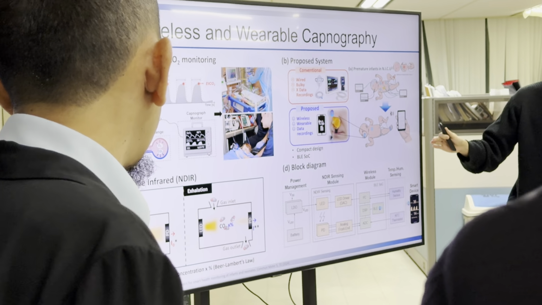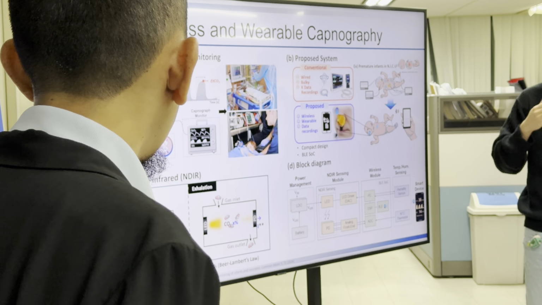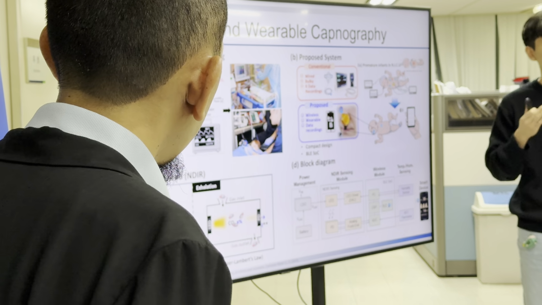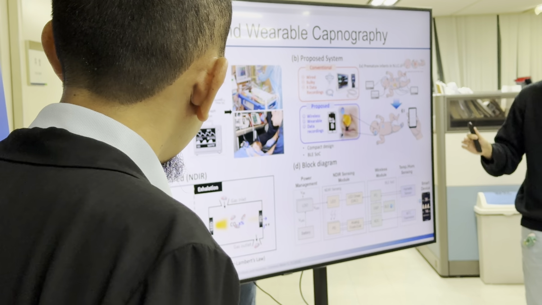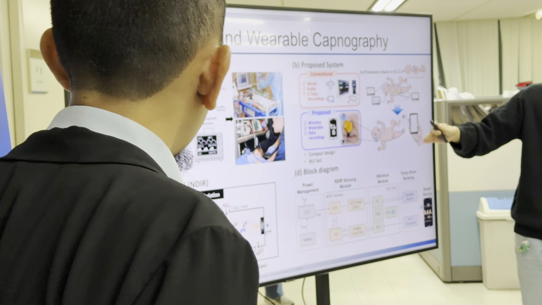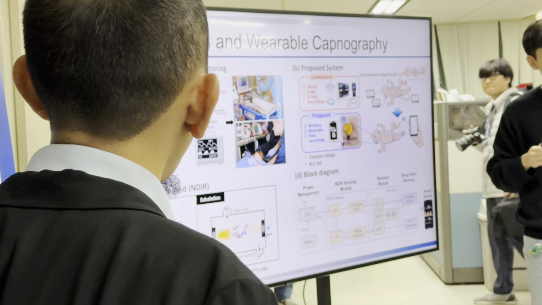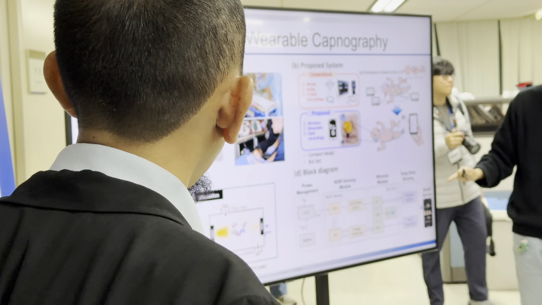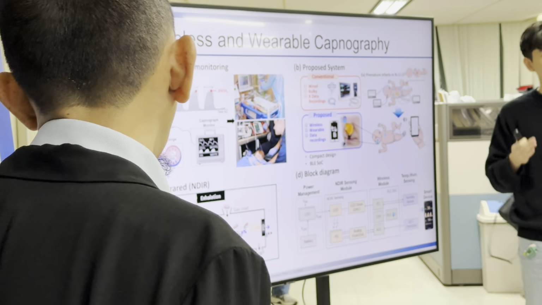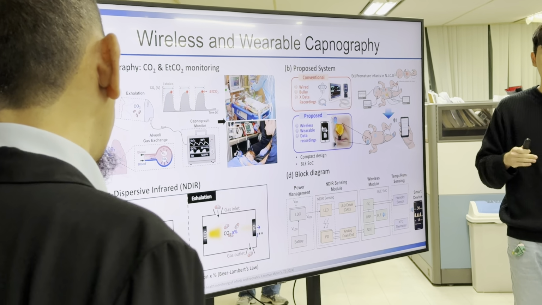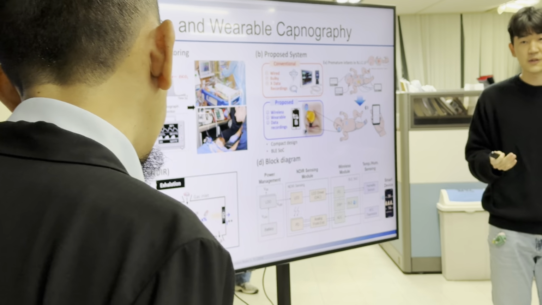And the wireless module converts the voltage into digital data and transmits it to the smart device. It also controls the LED used in the NDIR sensing module. And finally, at the smart device, we calculate the CO2 and EtCO2 concentration, while displaying and saving the data.